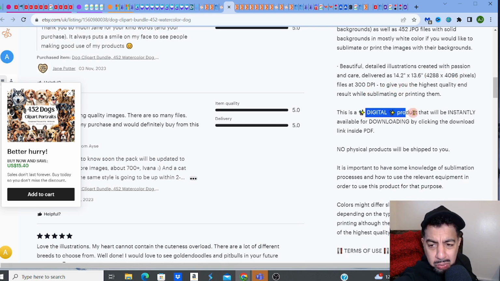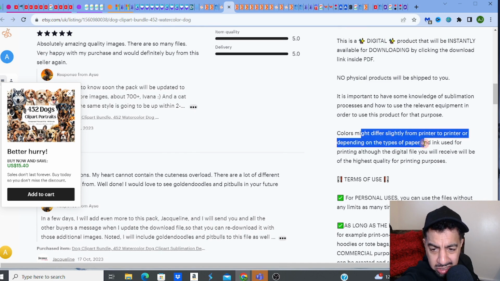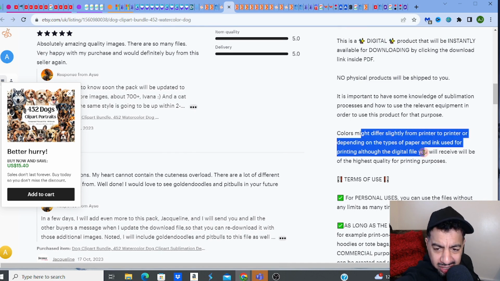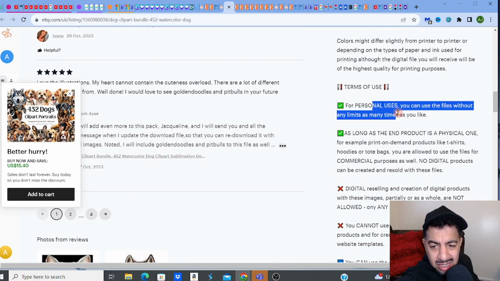This is a digital product. So it's telling the buyer, just to make sure that they know it's a digital product, right? It's available by downloading, by clicking the link instantly. It's telling you no physical products will be shipped. It's just confirming it. The colors might differ slightly from printer to printer, because of your ink. It's just explaining that bit as well. Terms of use for personal use: you can use the files without any limits as many times as you like for personal use.